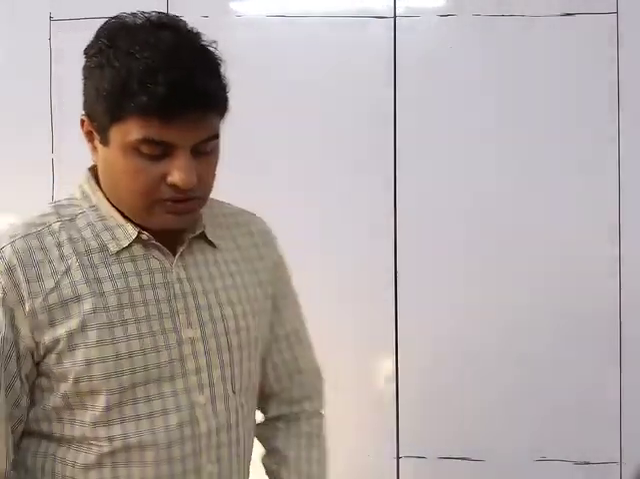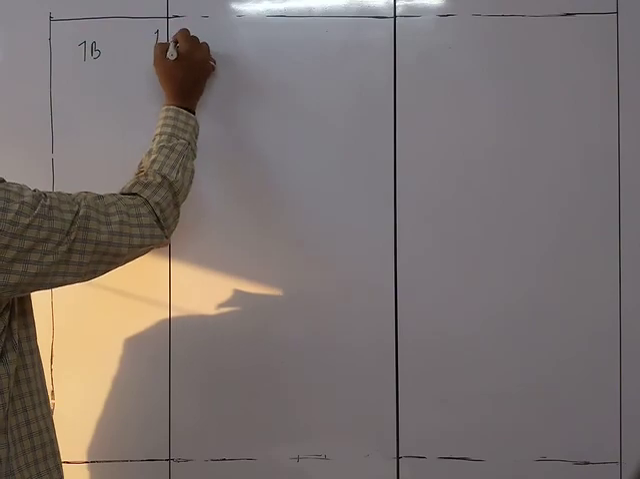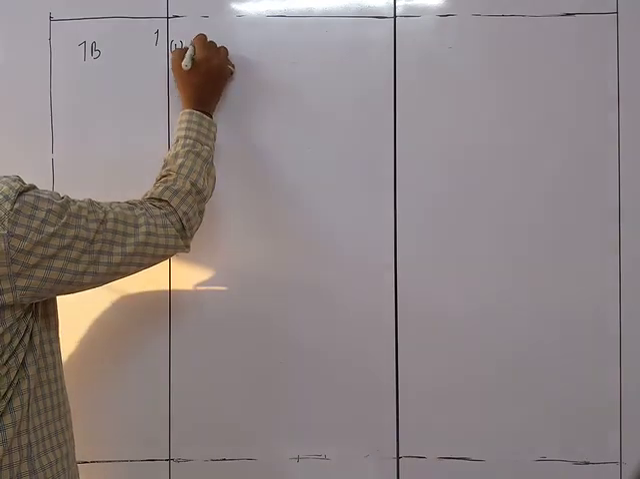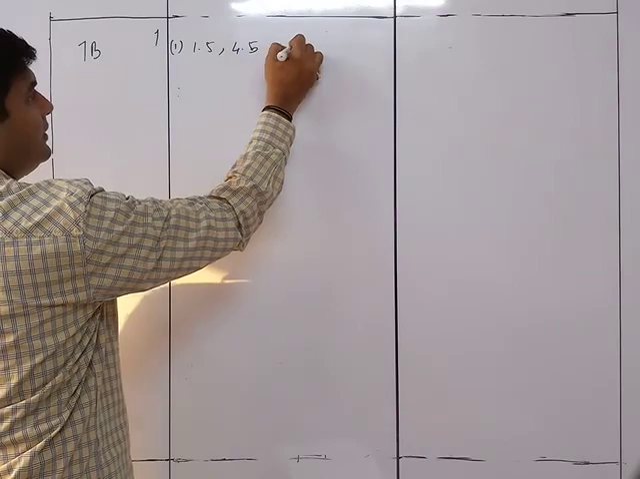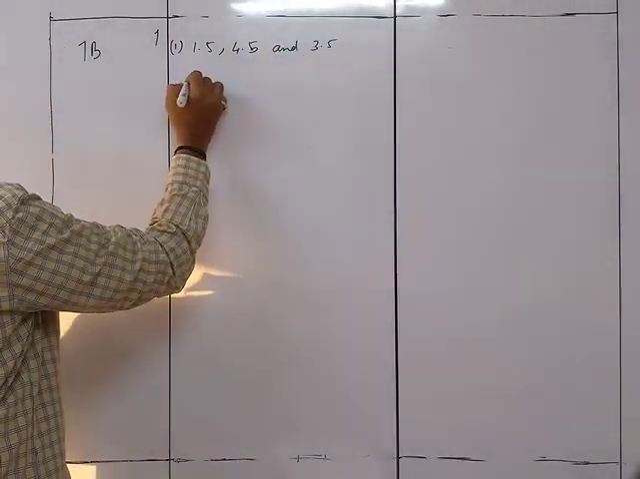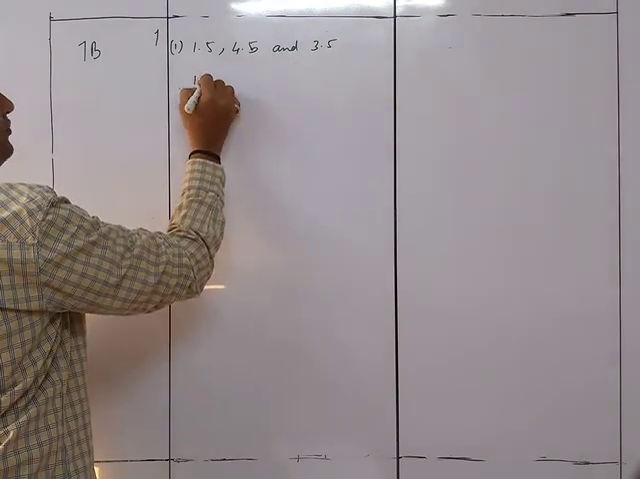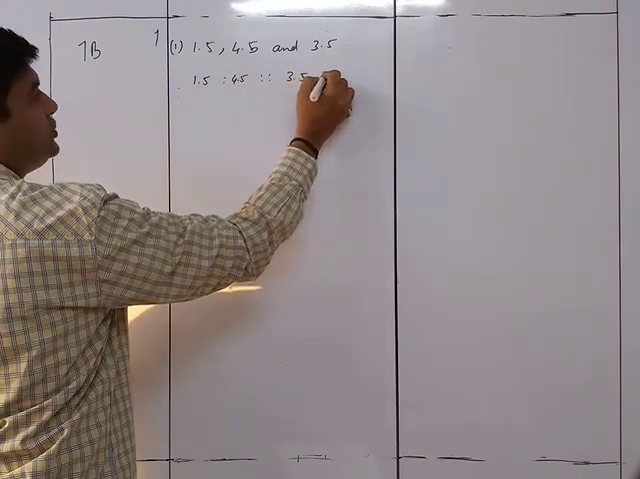Okay, we move on to exercise number 7B. In 7B, first, you have to find the fourth proportion of 1.5, 4.5 and 3.5. So it is this way: 1.5 is to 4.5 is to 3.5 is to x.